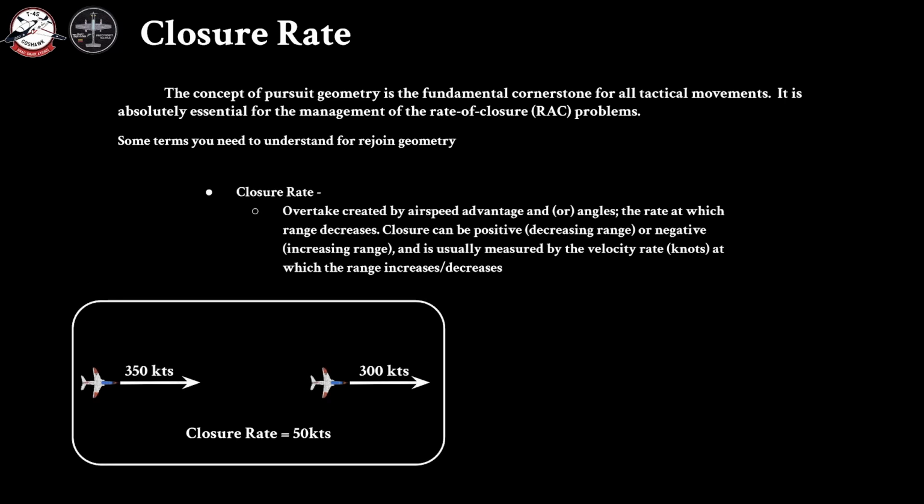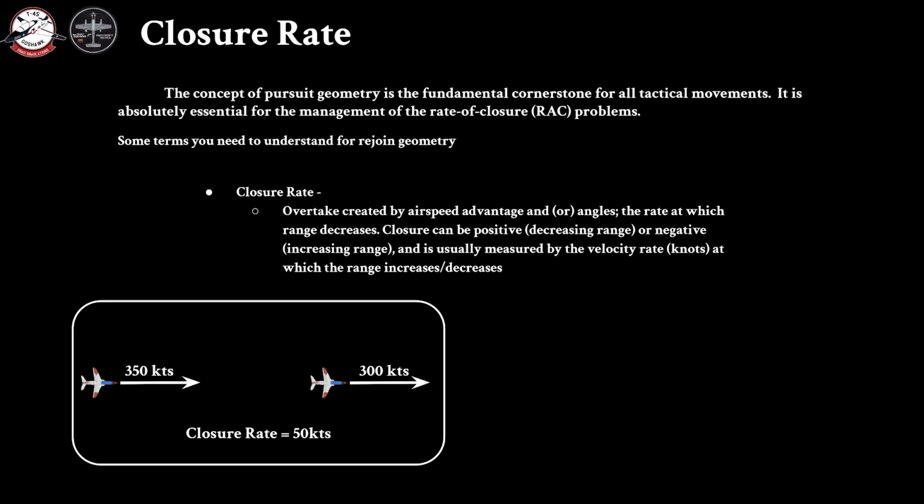Closure rate is, simply put, the rate at which two aircraft are approaching each other. And it can either be a positive or a negative number. Positive number meaning they're getting closer and closer, and a negative number meaning the distance is building between them. In some aircraft, you can actually see it described as VC speed. So it's a big V with a little c next to it.